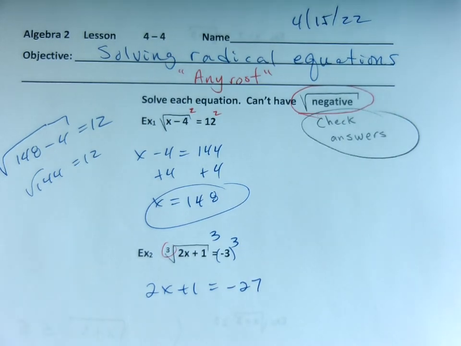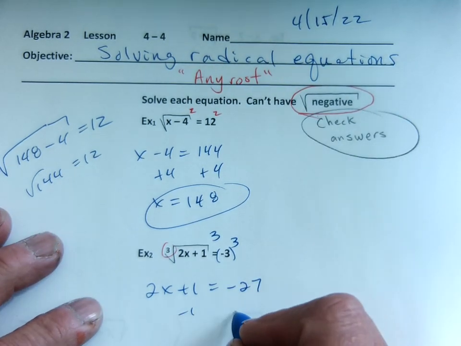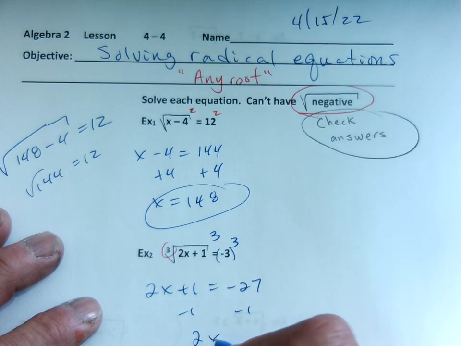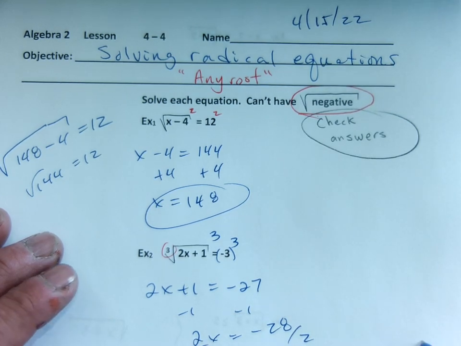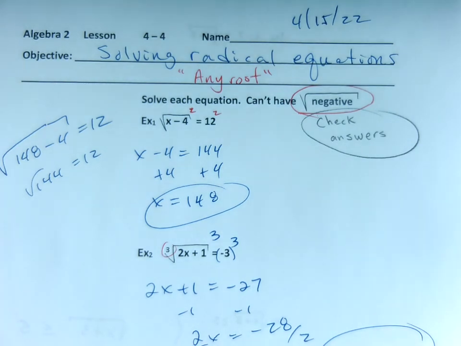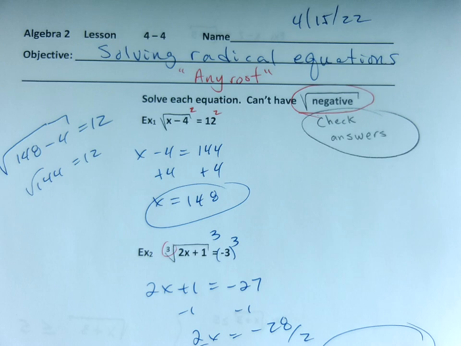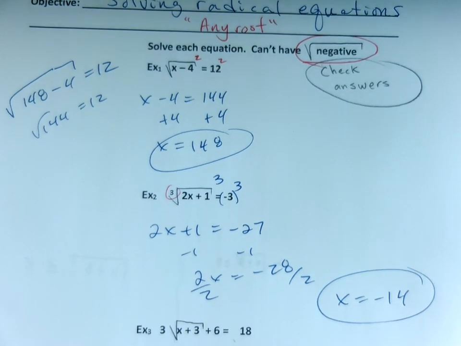All right, now I just have to solve. Minus 1, minus 1. 2x equals -28. Divide by 2, I get x equals -14. Negatives are okay with the cube roots. I would normally check it, but I don't need to check the cube root.